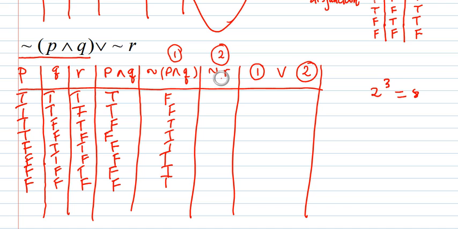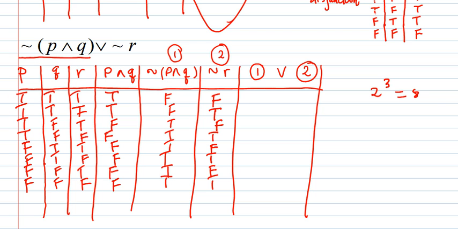Then we do not or. Here is or, and not or will be the opposite of this column: true, false, true, false, true, false, true. So I have true, false, false, true, and do the opposite.